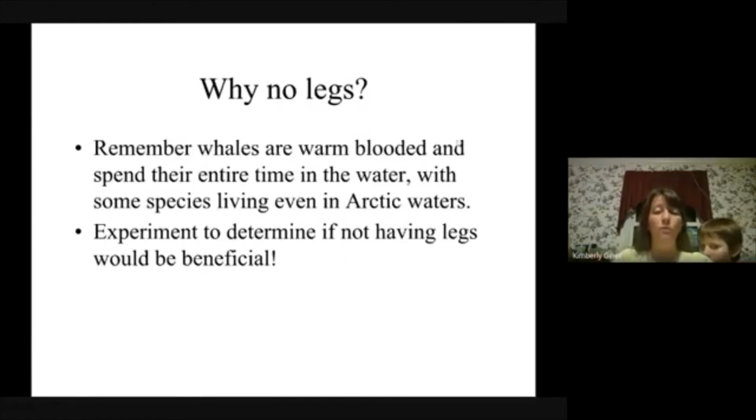So let's do an experiment. There are whales that are warm-blooded, and they are spending their entire life in the water, and some of them are even in the Arctic. We want to do an experiment to see, would having no legs be beneficial?